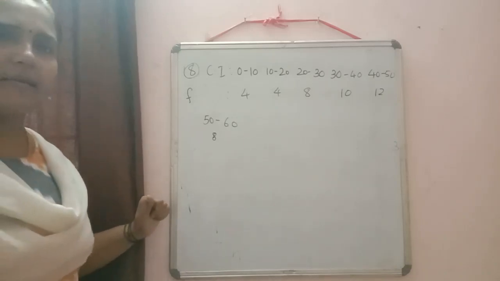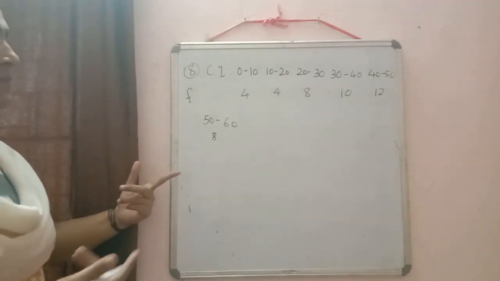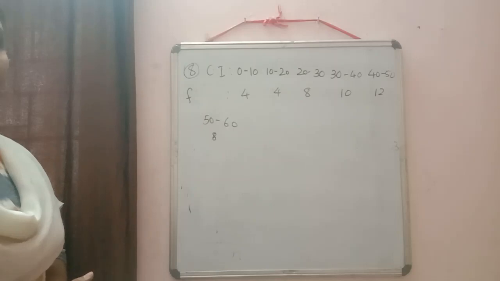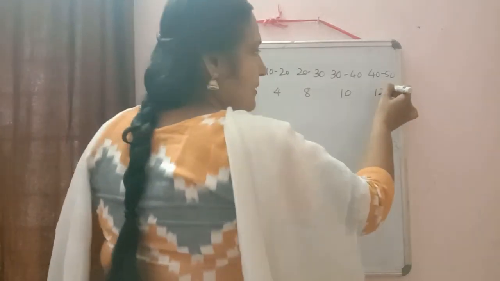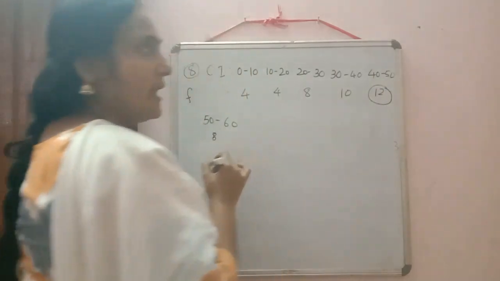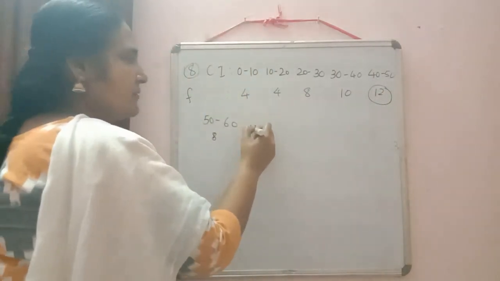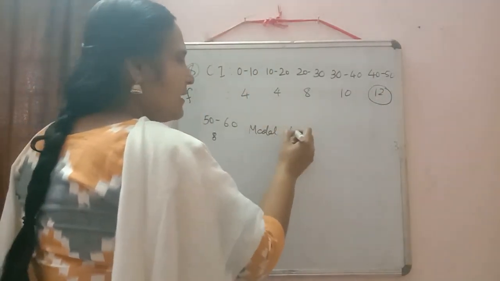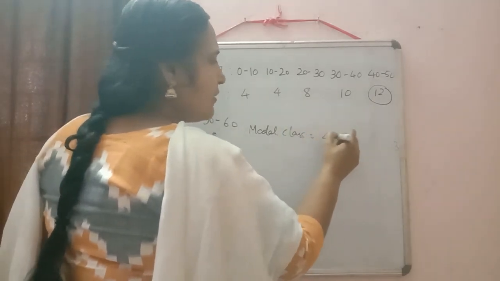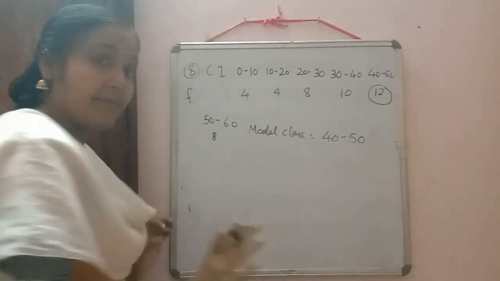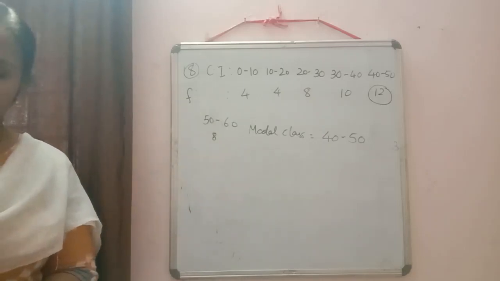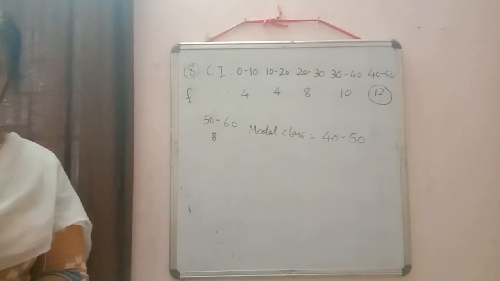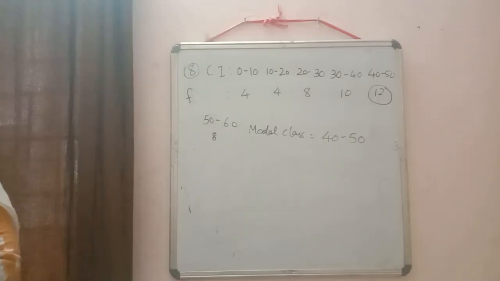How are we calculating? This is a 1 mark question only. How are we calculating the model class? The mode is where the frequency is maximum. Maximum frequency is 12, so directly you can write down the answer there. Model class is equal to 40 to 50. They haven't asked to calculate the mode, only the model class you have to write. Okay.